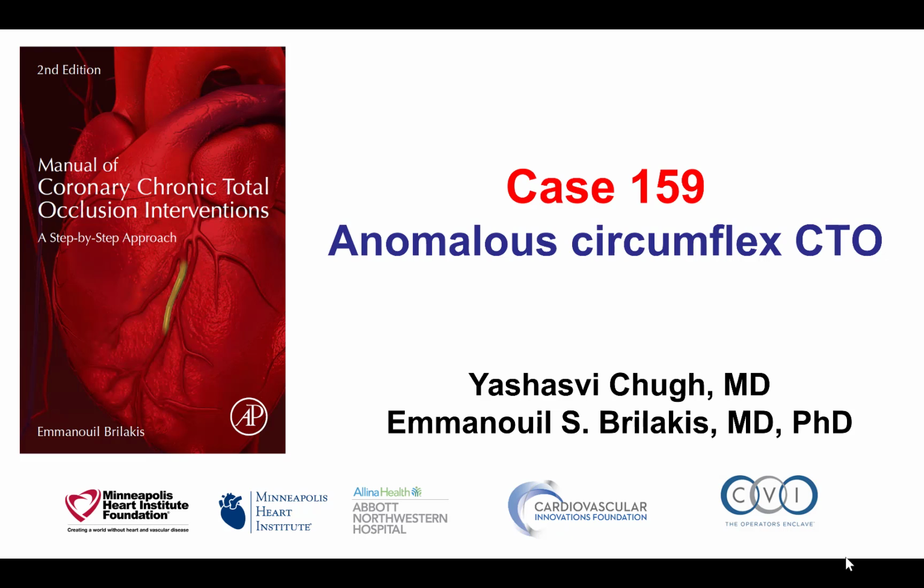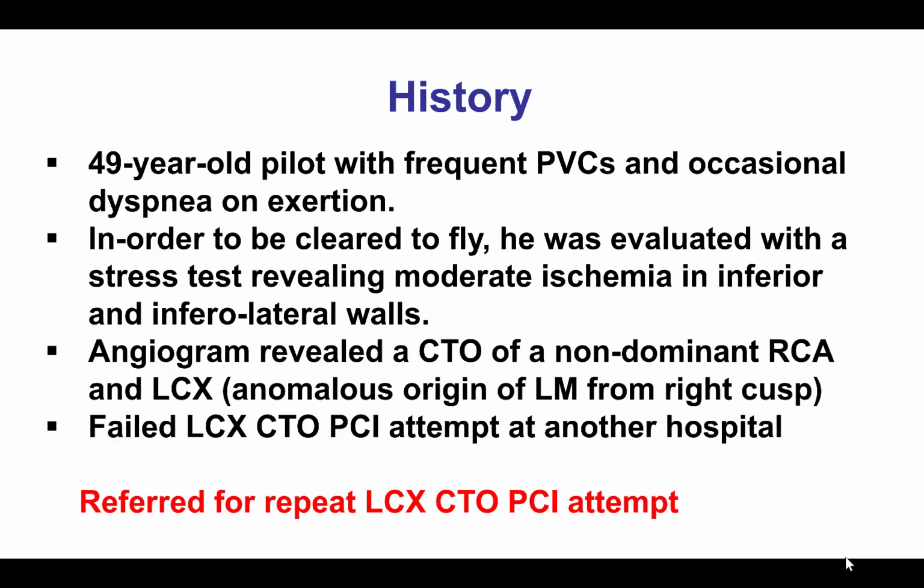This is a case of PCI of a CTO in an anomalous circumflex. The patient was a pilot and was having multiple PVCs, was found to have ischemia, and then was found to have a CTO on the circumflex. Interestingly enough, he did have an anomalous left main originating from the right coronary cusp. He was turned down for coronary bypass, and after an unsuccessful PCI attempt of the CTO, he was referred for a repeat attempt.